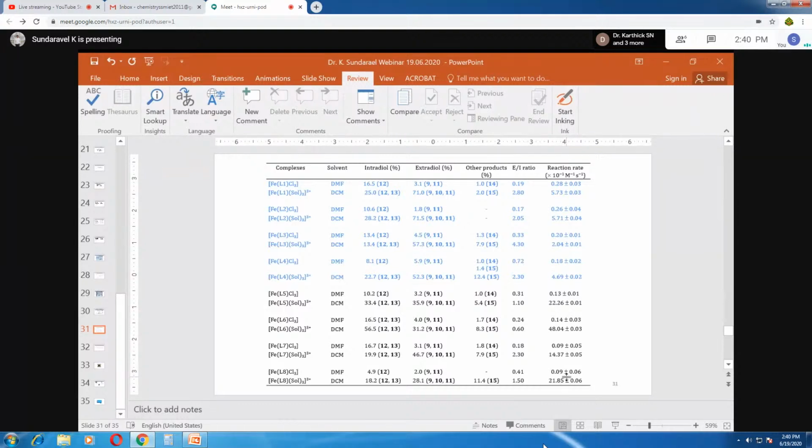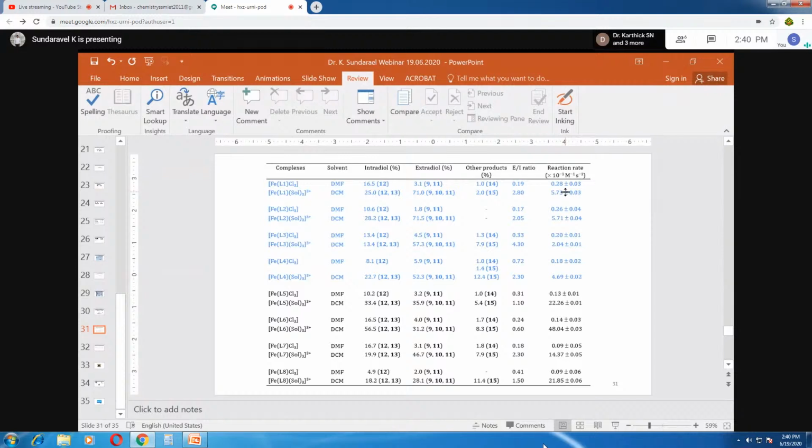But does the ligand system play a vital role in the reaction rate? Yes, the ligand system as well as the solvent. Here, with L8 and solvent three, it is a DCM solvent. L1 is also DCM solvent only, but the coordination mode is entirely different. In one case it is tri-coordinate, in another case it is tetra-coordinate. The tri-coordinate system, which undergoes very slow reactivity, is giving the major amount of extra product.